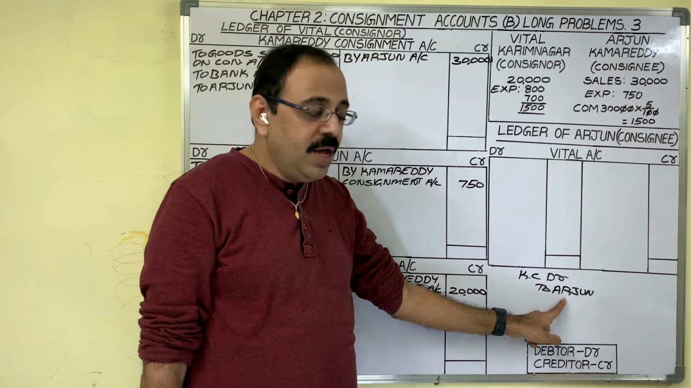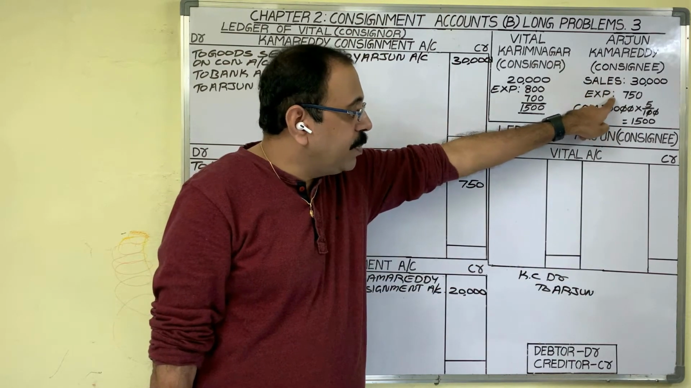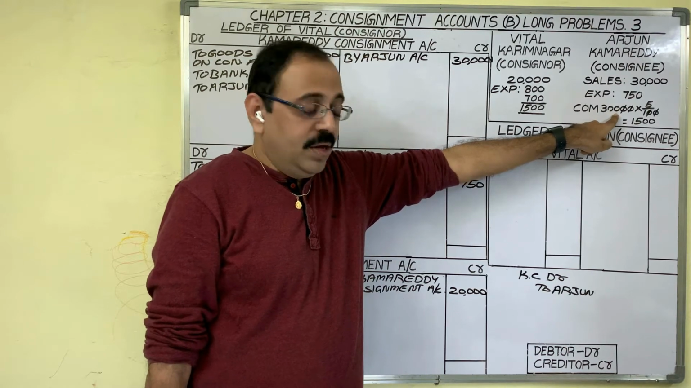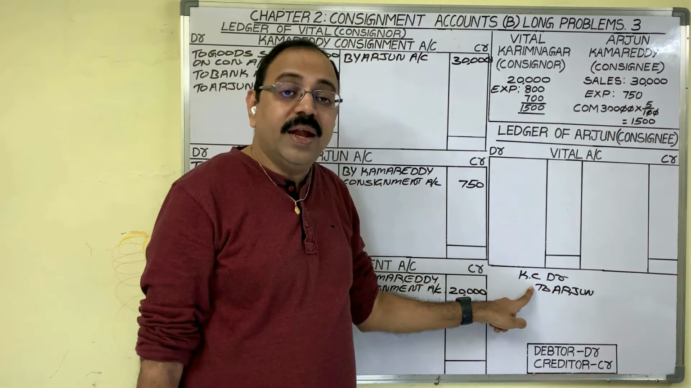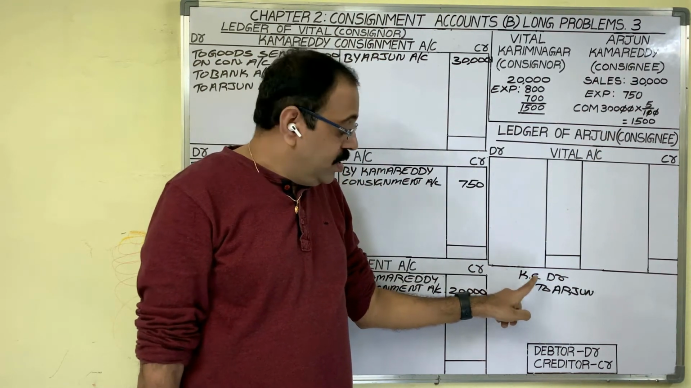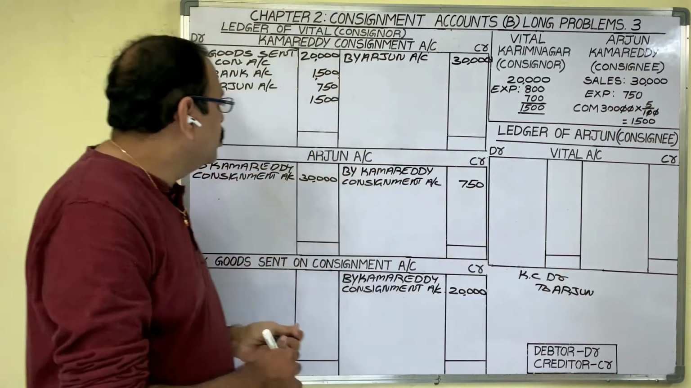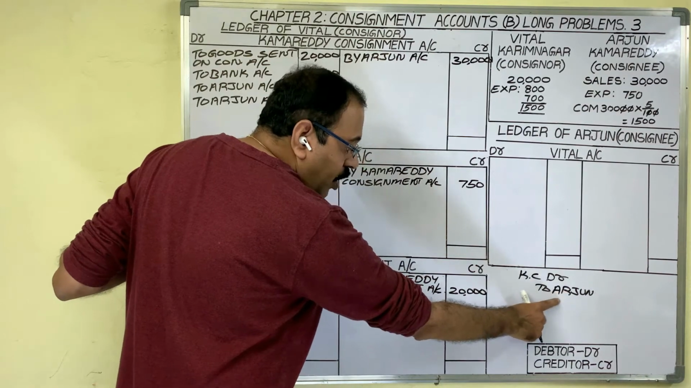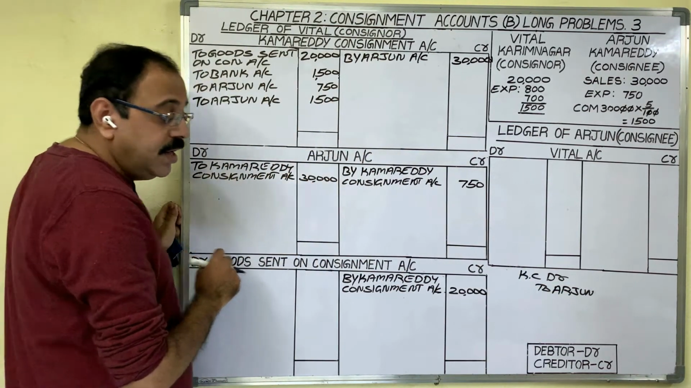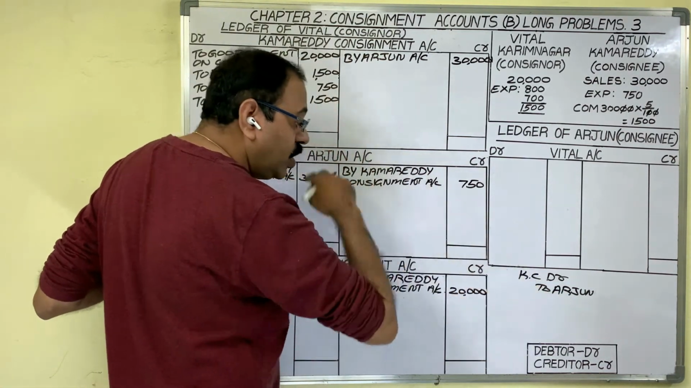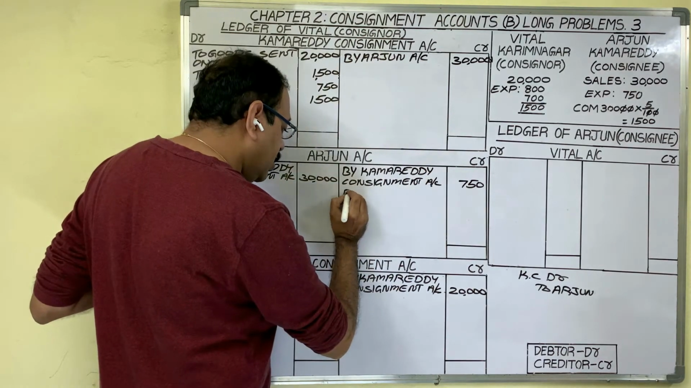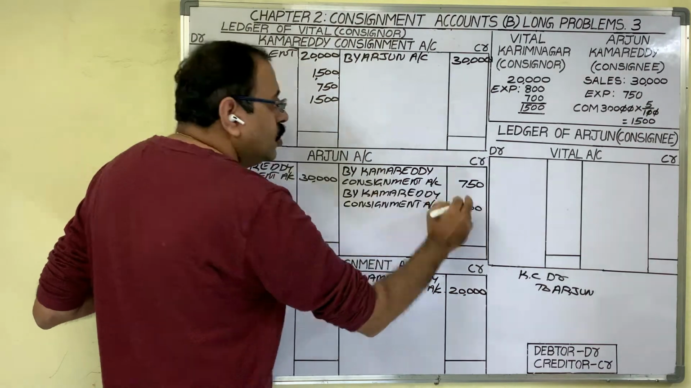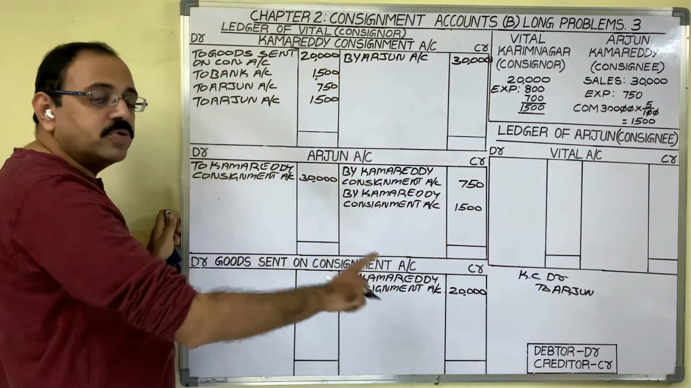So remember, for consignee's expenses, for consignee's commission, in consignor books, entries will be same. To Arjun account. As Arjun account is also there, in Arjun account it appears. Which side? Arjun account is credited. So credit side we have to post. We debited Kamareddy consignment. Write down that account name. So all transactions we have posted.